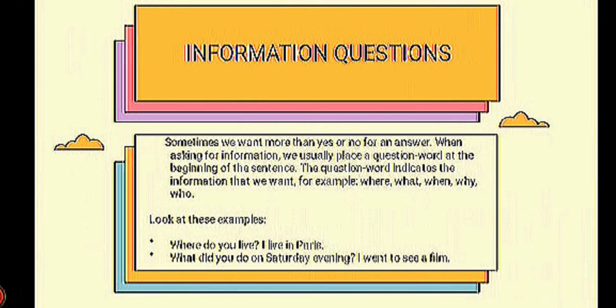Information questions. Sometimes we want more than yes or no for an answer. When asking for information, we usually place a question word at the beginning of the sentence. The question word indicates the information that we want. For example, where, what, when, why, and who. Look at these examples. Where do you live? I live in Paris. What did you do on Saturday evening? I went to see a film.